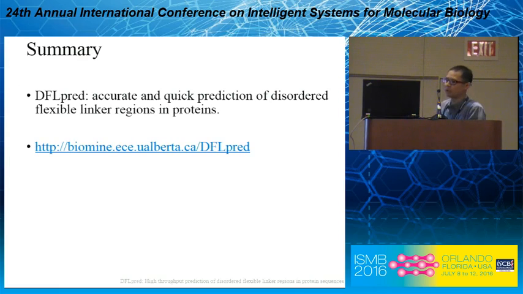Now let me summarize my presentation. We have DFLpred, which is an accurate and quick prediction of disordered flexible linker regions in proteins. We have a web server at this address.